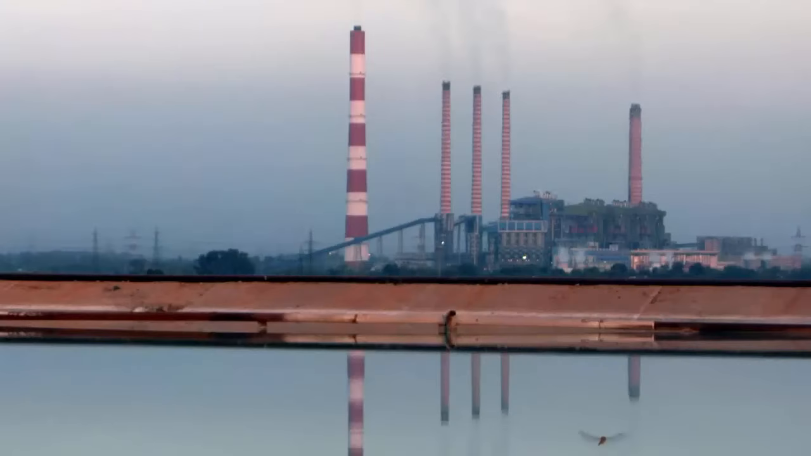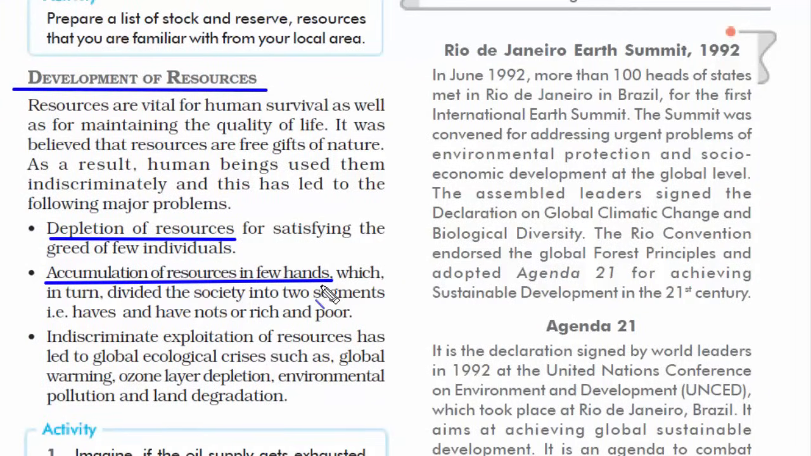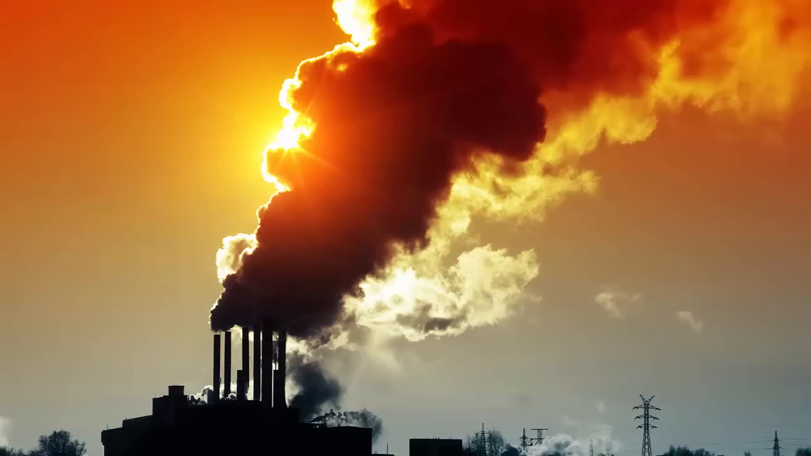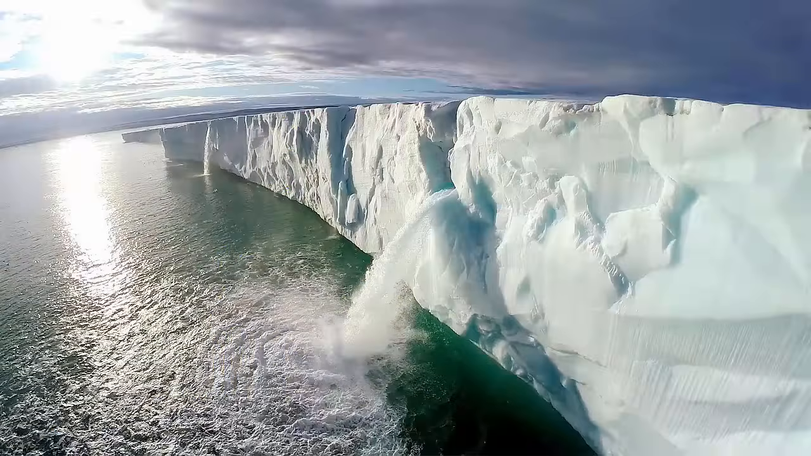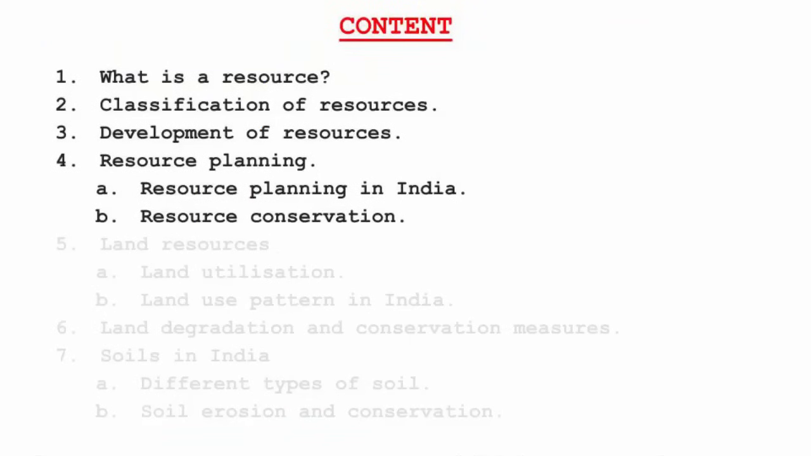For example, in India, how the Reliance industry controls the electricity as well as the oil part of the natural resource. Similarly, we have the Tata Steel and few other competitors who control the iron part of it. So if you have few people controlling the large chunk of resources, then the society is divided into two segments, that is rich and poor. And then not to mention global warming, ozone layer depletion, environmental pollution, all are caused because of unthoughtful utilization of resources. So this all problem calls for a proper planning of resources. And with that, it brings us to a new topic called resource planning in India.